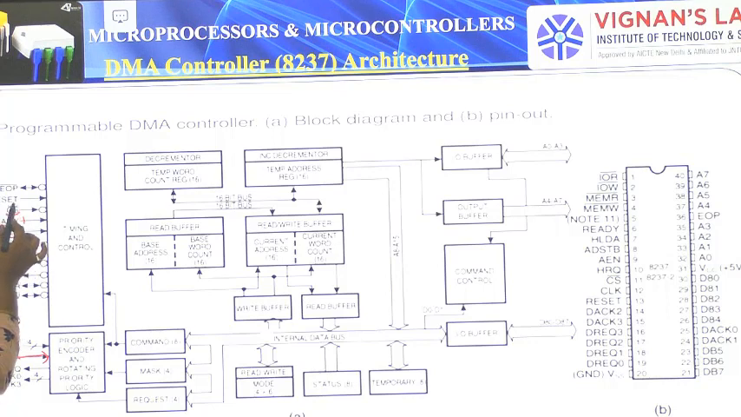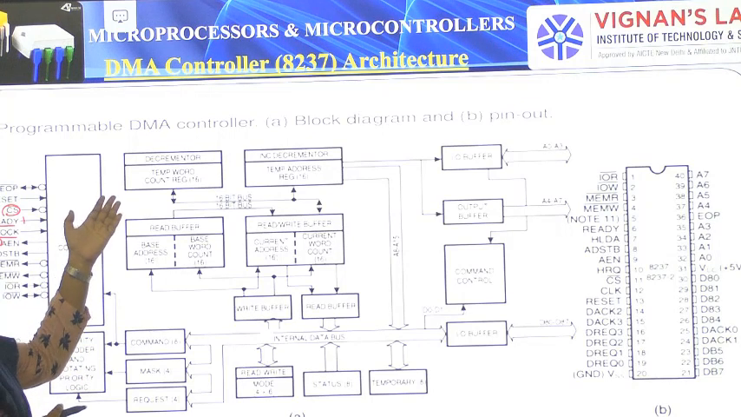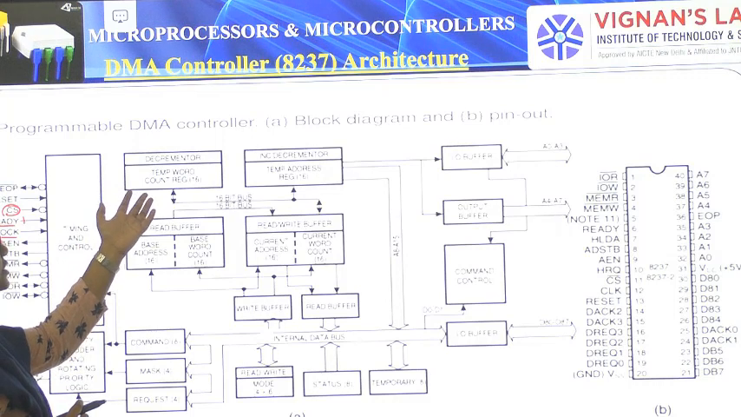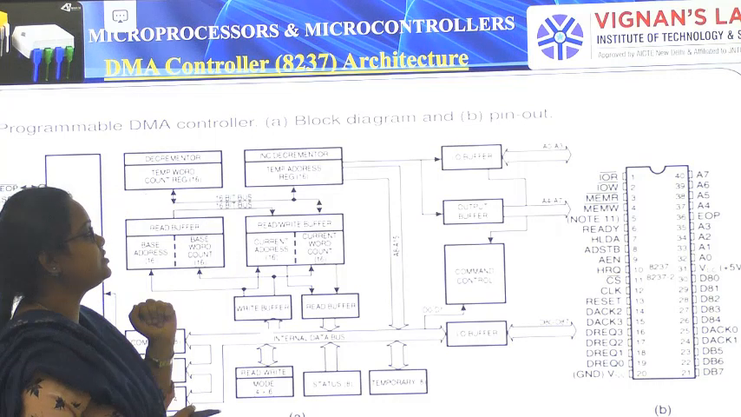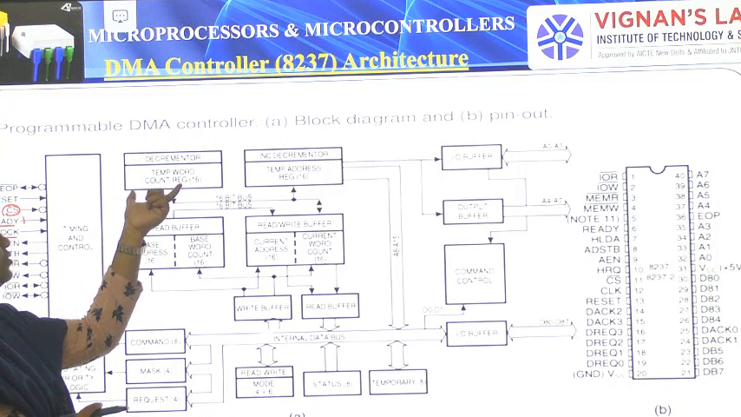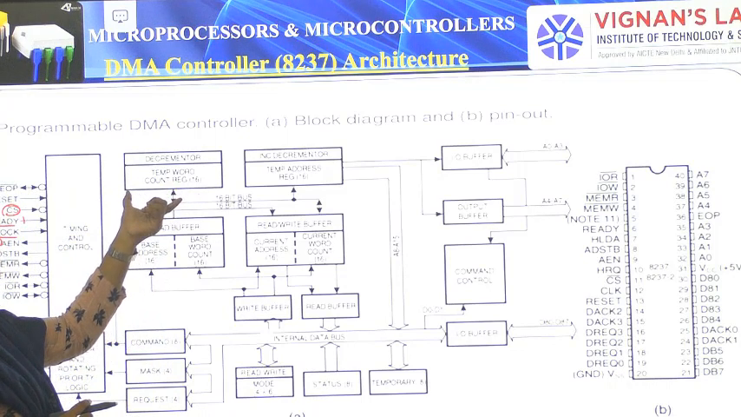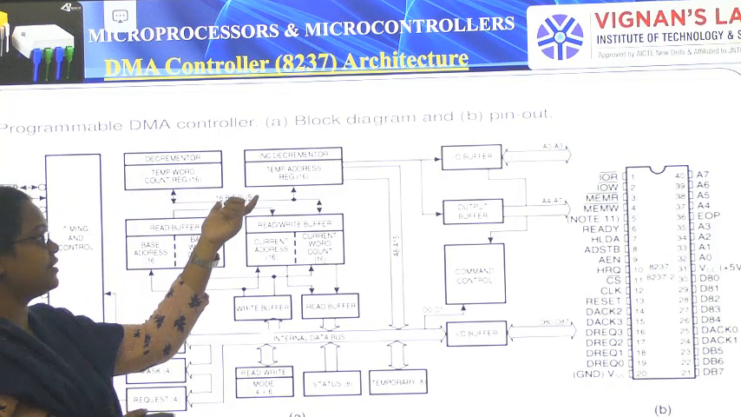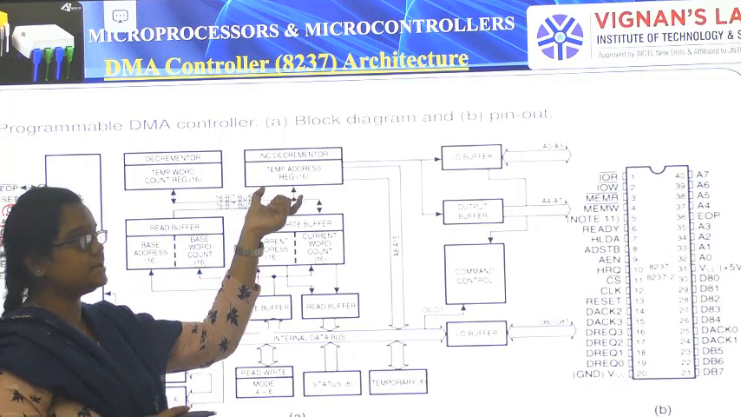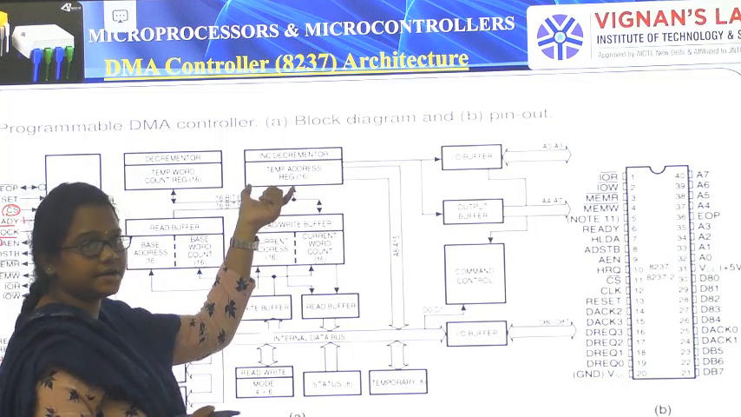Chip select is high. Then 8237 is going to access the operations which are handled by the processor. And the reset, that means the processor will be reset. That means 8237 will erase all the registers. These are the registers: temporary word count registers and temporary address registers. For counting the temporary word, we are using the temporary word count registers, and for counting the address we are using the temporary address registers.